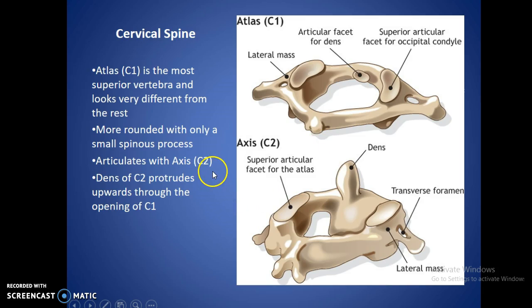It's going to articulate with C2 going inferiorly, so you have a little bit of a smooth part. Facets are really just smooth parts where other bones kind of connect into it. The dens of the C2 protrudes upwards through the opening of C1. We'll show this better on some of the other slides that we have going up and down here, but the dens does project upward into C1.